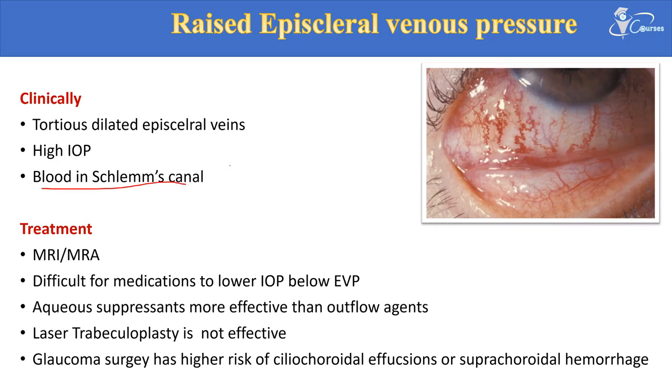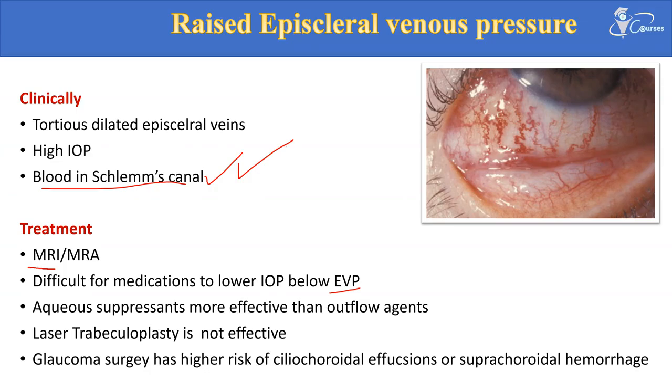Remember, blood in Schlemm's canal, like in Sturge-Weber syndrome. The diagnosis will be by MRI to check if there is any tumor, like if this patient has proptosis, or MRA to check for what is causing any abnormalities in the arteries, or if there is a carotid cavernous fistula. And in this patient, medication is unlikely to lower the intraocular pressure below the episcleral venous pressure. So this kind of glaucoma will not be very responsive to the medical treatment. We need to address the cause.